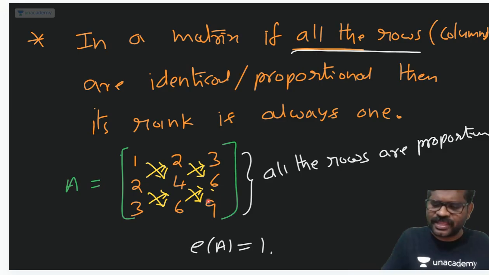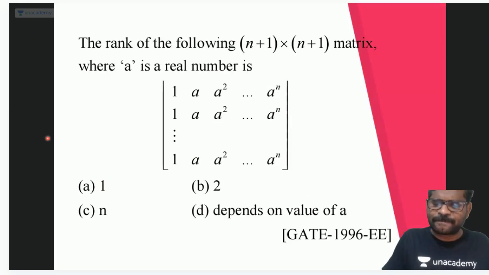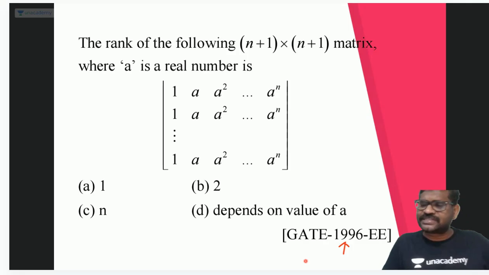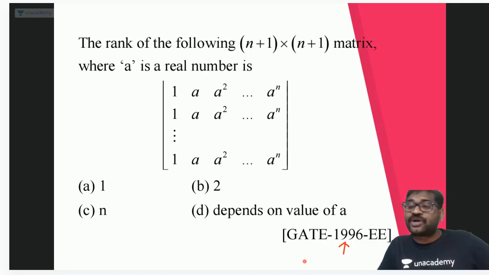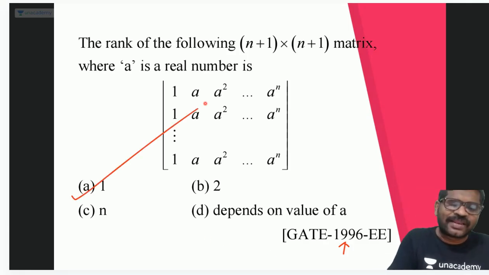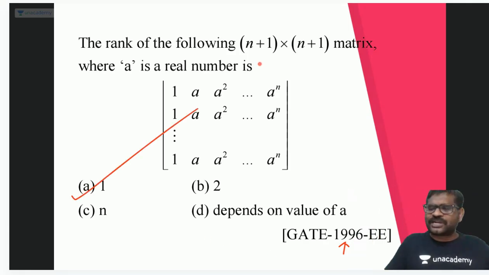Understood? Next, observe this problem. Previous year GATE question, last year, 1996. Observe the rank of an (n+1) cross (n+1) matrix where a is a real number. All the rows are identical. If all the rows are identical, then rank is 1.